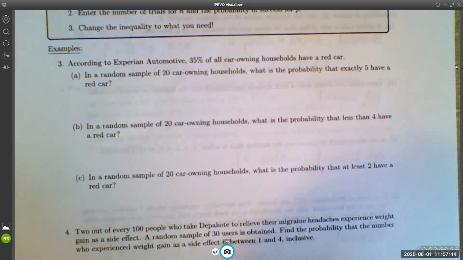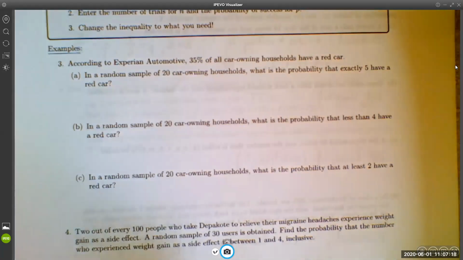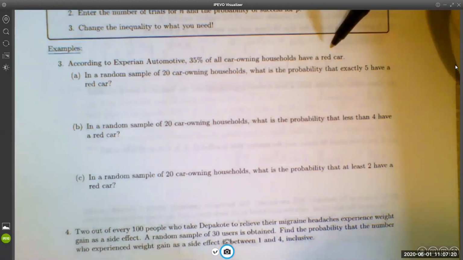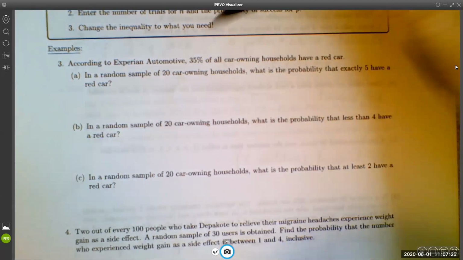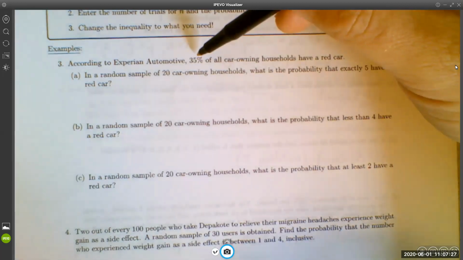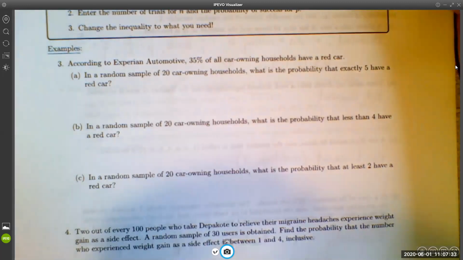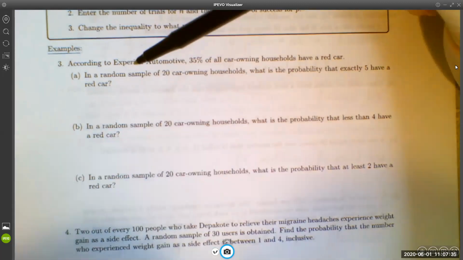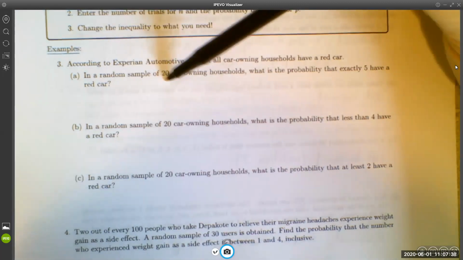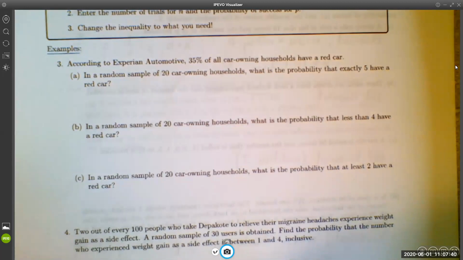So first of all, this is a binomial experiment for sure. We have success and failure. Success in this case is owning a red car. Failure would be not owning a red car, right? And 35% of households have a red car. So the probability of success is 35%, right? Little p is 0.35. We're performing the experiment a fixed number of times, right? We're going to look at 20 car-owning households, so n equals 20 in this case.